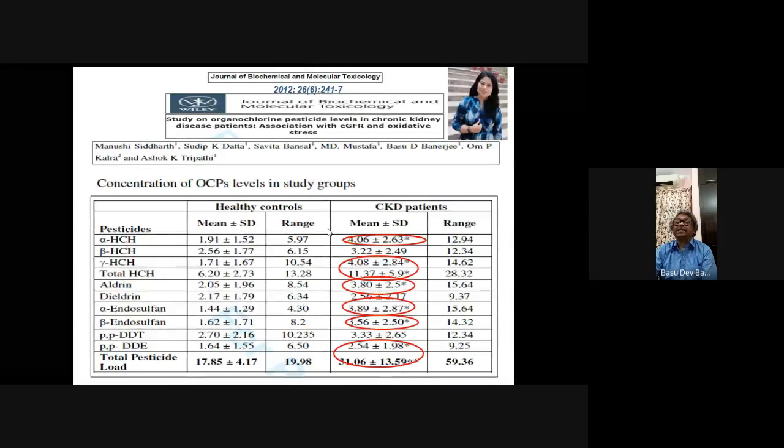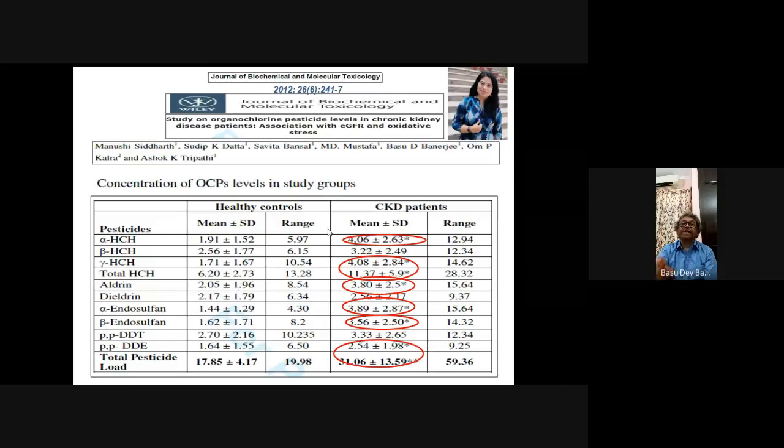Then we looked at the same thing, OCP levels in CKD, and we were able to find that they are also responsible for one of the unknown cases of CKD, that is chronic kidney disease.